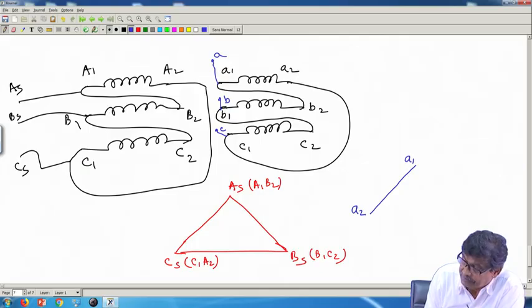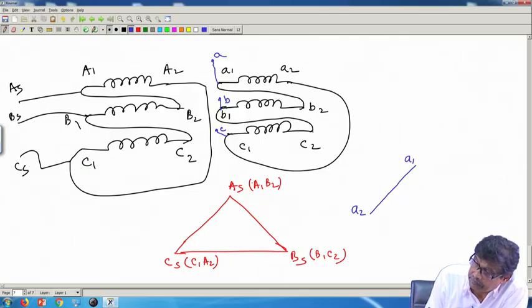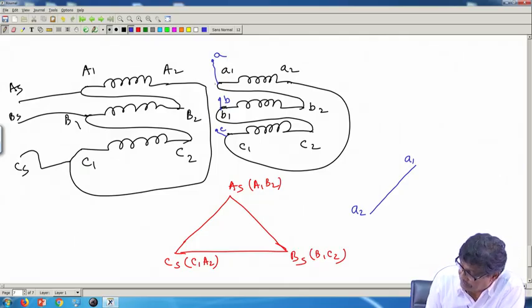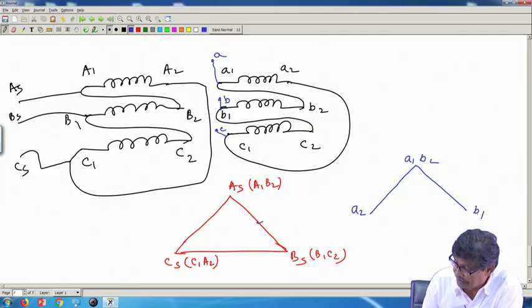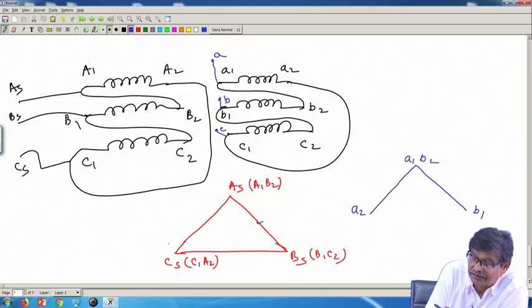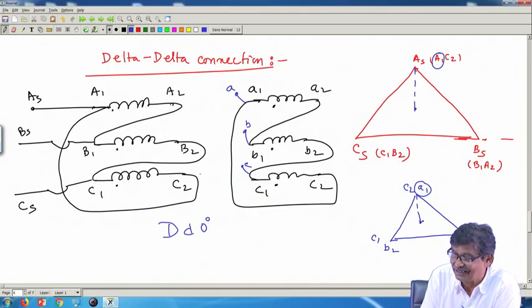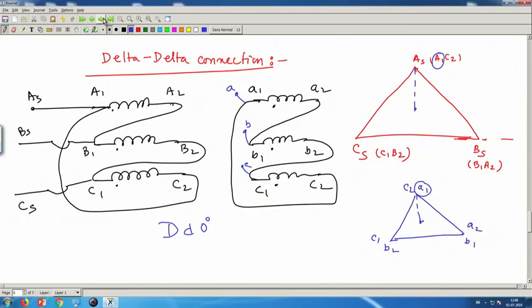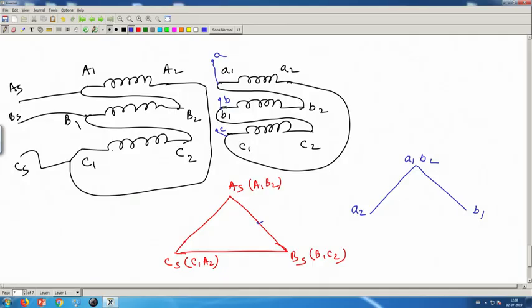B1 B2 is here, so that is parallel to this, but B2 is joined with A1. Where is B2? B2 is joined with A1, so the B2 phasor is this. So, B2 B1, and finally, I think I have done the same connection, is it? Looks like the same thing. So, it will be DD0. Same thing I have done.